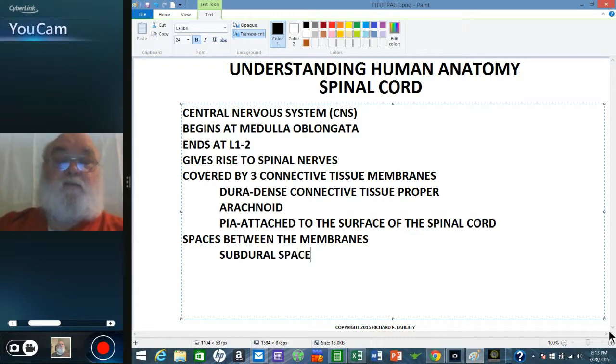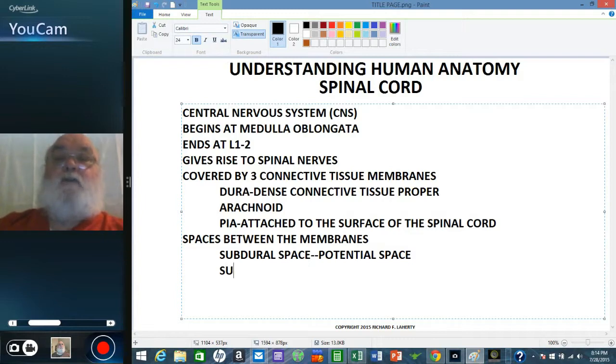Now, the subdural space is what we refer to in anatomy as a potential space. That means that the dura and the arachnoid are not separated from one another under normal conditions, but that if something seeps into that space, the two membranes will separate. This is most commonly found when a blood vessel leaks blood into the space and you have a subdural hematoma.